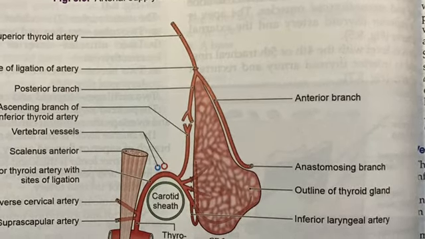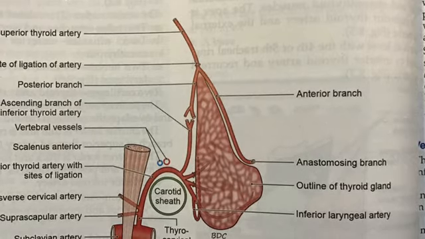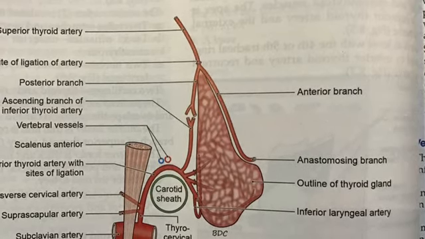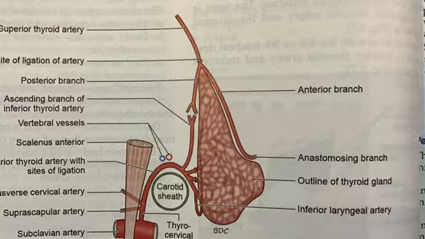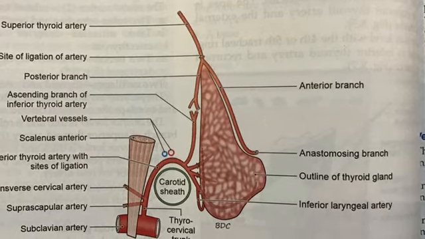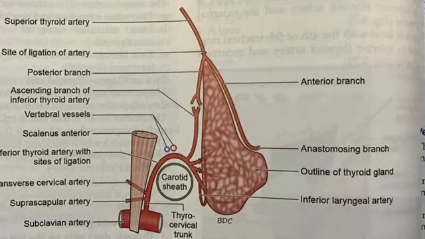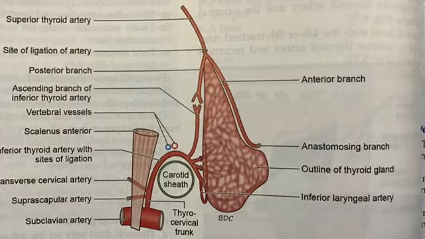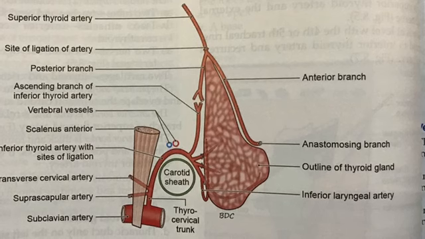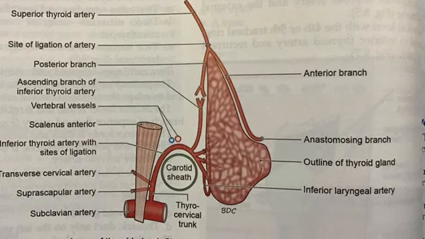These arteries, after giving branches: superior thyroid pierces the pretracheal fascia, reaches the apex of the lobe. At the upper pole, the artery divides into anterior and posterior branches. Anterior branch descends on the anterior border, and posterior branch descends on the posterior border. You can see on the other diagram these are anterior and posterior branches, and the inferior thyroid artery has multiple branches.